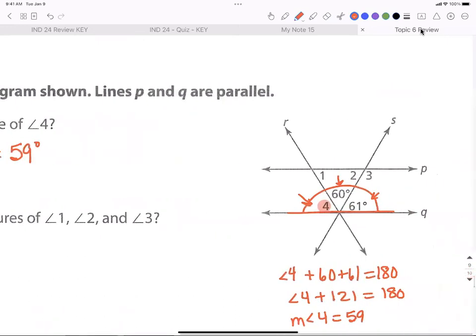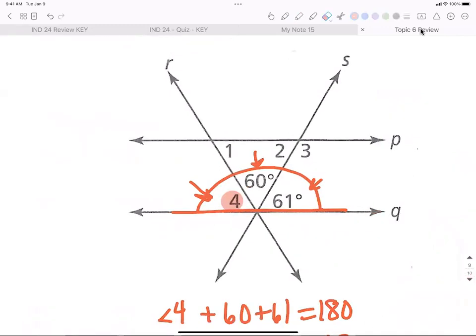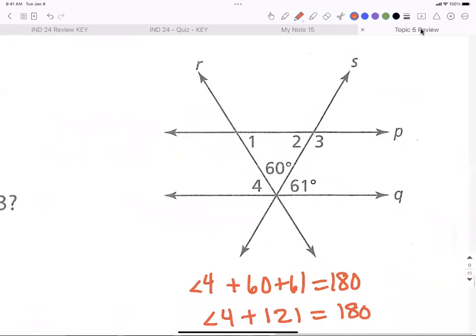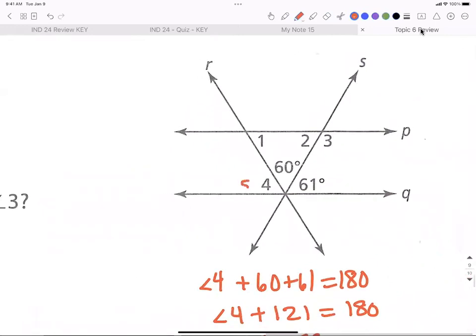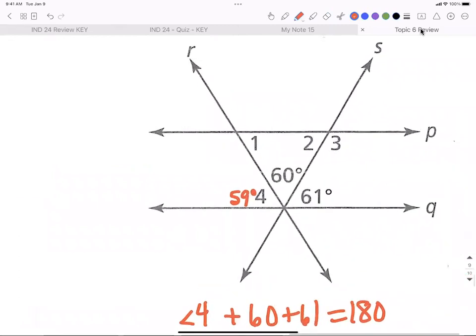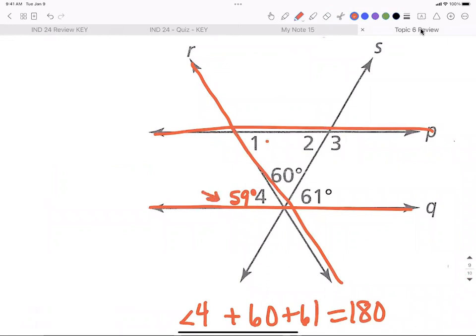Well, let's go back over to our graph, and I'm just going to erase what I've done so far and fill in now. I know that angle 4 equals 59 degrees. If you are looking at this parallel line and this transversal, you can ignore the other one for right now. If this angle is 59 right here, what do we know about the alternate interior angle? It's also 59.